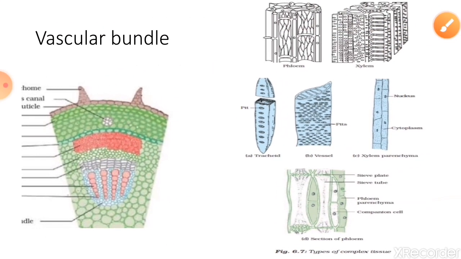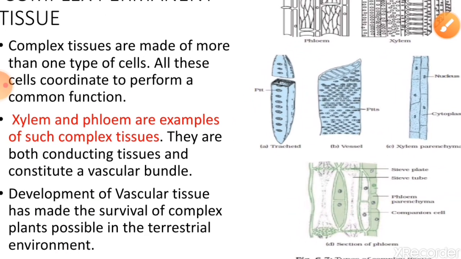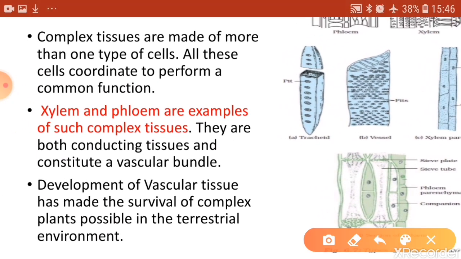The development of these vascular tissues has made the survival of complex plants possible in the terrestrial environment. When plants first evolved, their evolution occurred in water. Most of the initial plants that had evolved were all aquatic, like algae, an aquatic plant. Once there was evolution of vascular tissue in plants, that made the life of terrestrial plants possible on land.